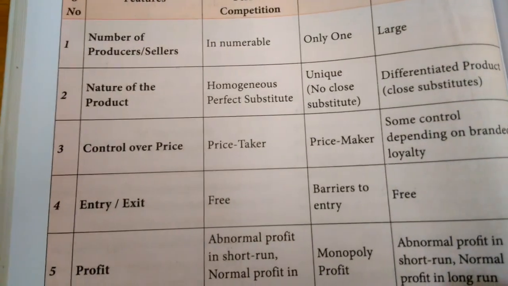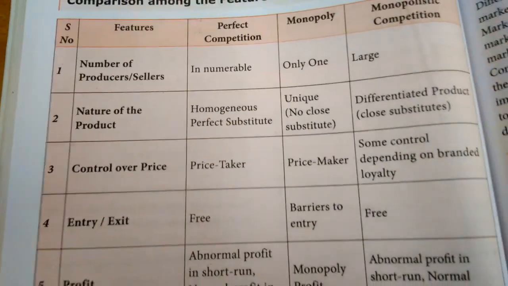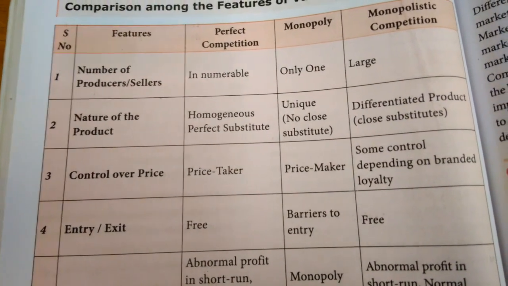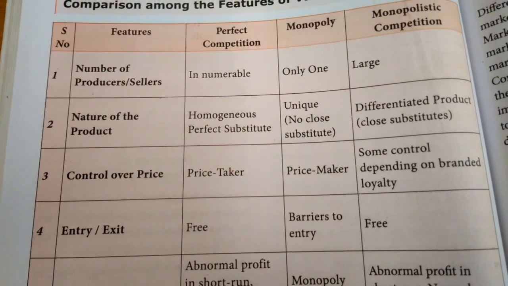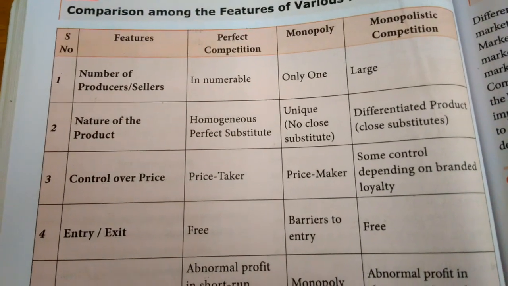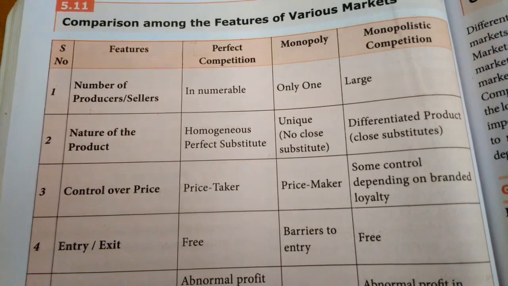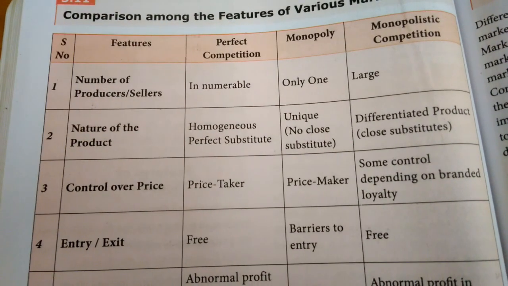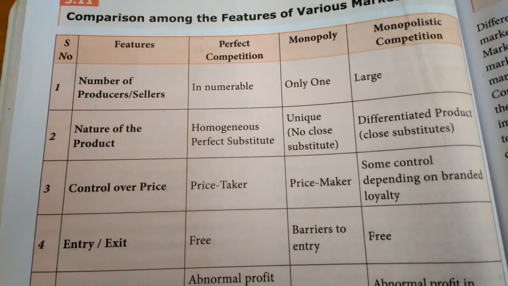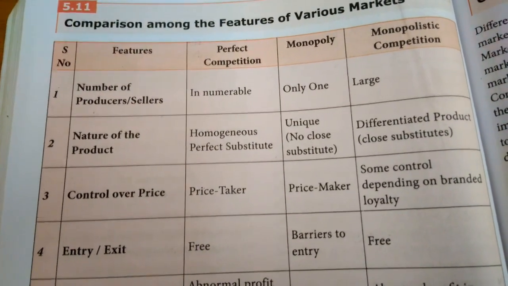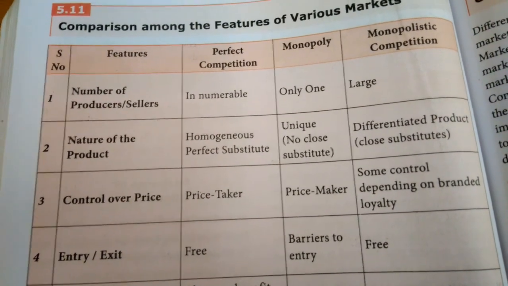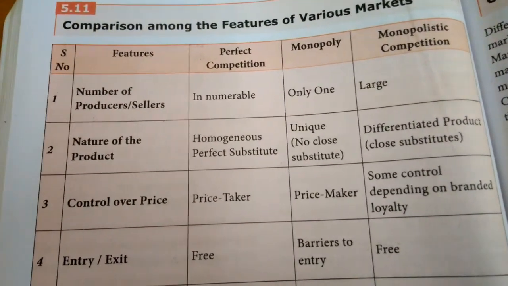Next, the nature of the product. In perfect competition, what type of product will be there? The homogeneous, perfect substitute product only. But in monopoly, a unique type of commodity will be there, and these commodities have no close substitute. For example, if an author publishes a book, there is no other substitute.